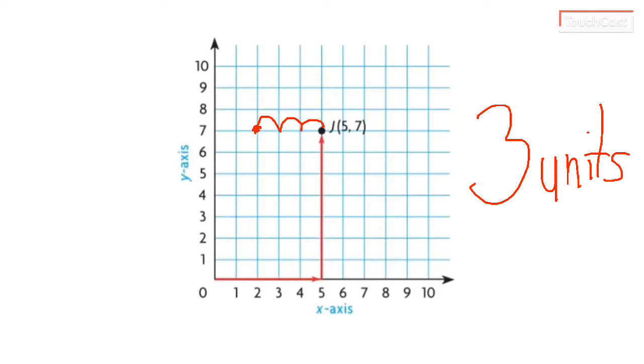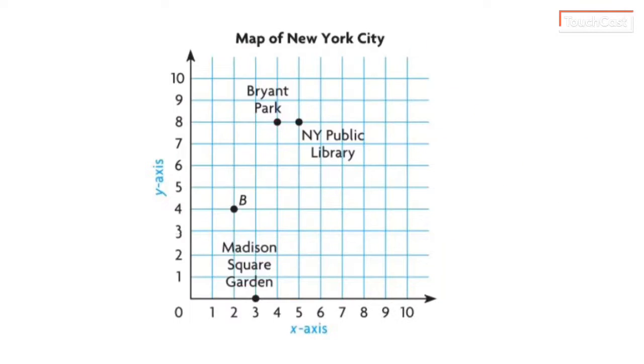Next I'm going to show you a visual, and I'm going to give you some things to do with that visual. First thing I want you to do is tell me the ordered pairs for Madison Square Garden, New York Public Library, and Bryant Park. So here are your answers. I hope you got those right.